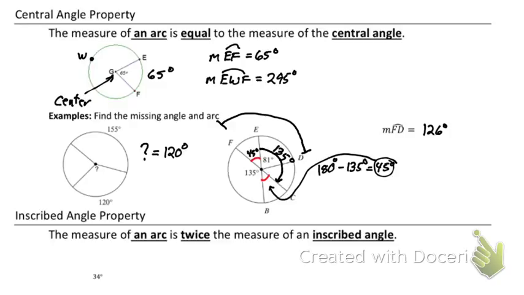Like we could have gone further. We could have found this measure because we could have done 135 minus 81. Sometimes we have to find this one. It's kind of like a puzzle that we have to put together.